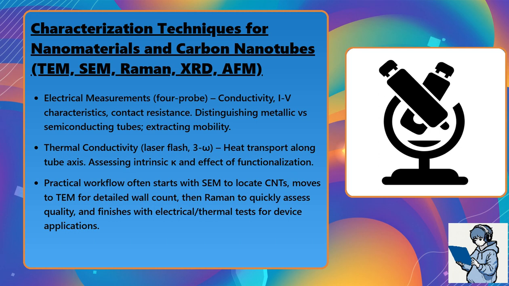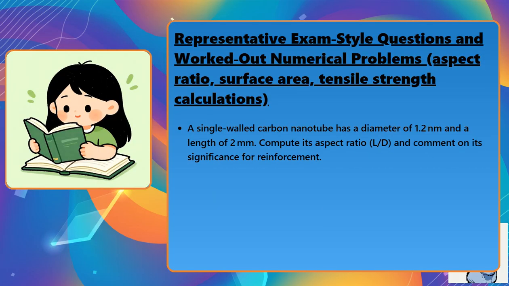Practical workflow often starts with SEM to locate carbon nanotubes, moves to TEM for detailed wall count, then Raman to quickly assess quality, and finishes with electrical and thermal tests for device applications. A single-walled carbon nanotube has a diameter of 1.2 nanometers and a length of 2 millimeters. Compute its aspect ratio, L/D, and comment on its significance for reinforcement.